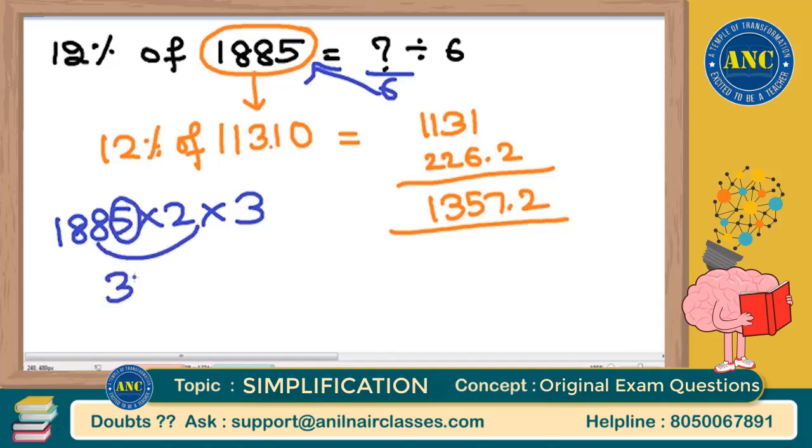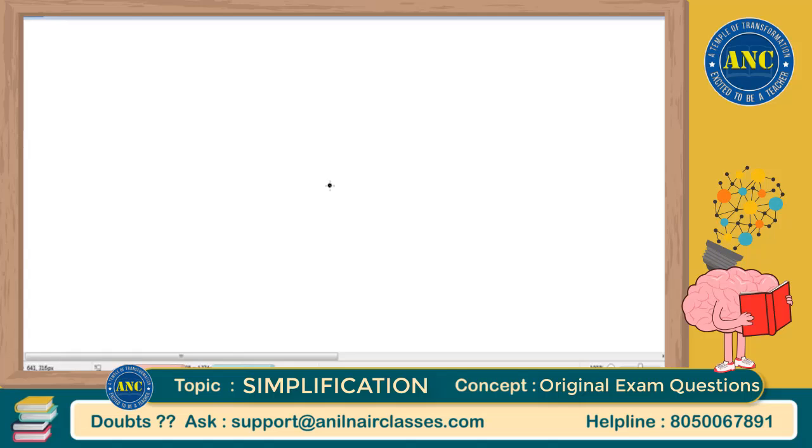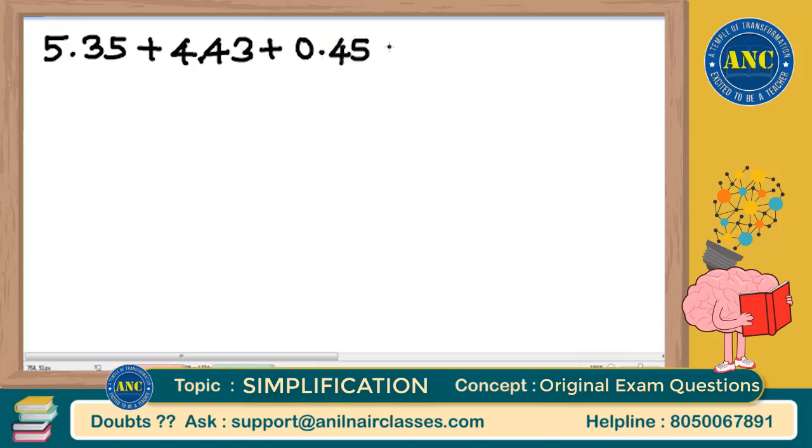1885 into 2 is 3770. Multiply that by 3. 3770 multiplied by 3, you will get 11310. Simple. Easy question. I am not differentiating in today's class whether it's an easy question or a difficult question. More importantly, my intention is to take the exam questions. If it is easy, say to yourself that you will get this kind of easy questions also in your exam. If it is difficult, practice more and make it easy.